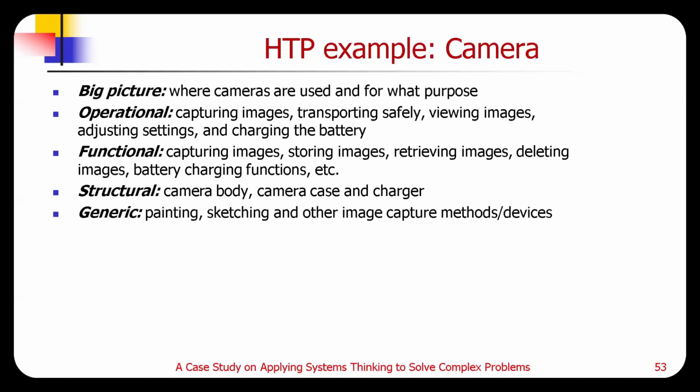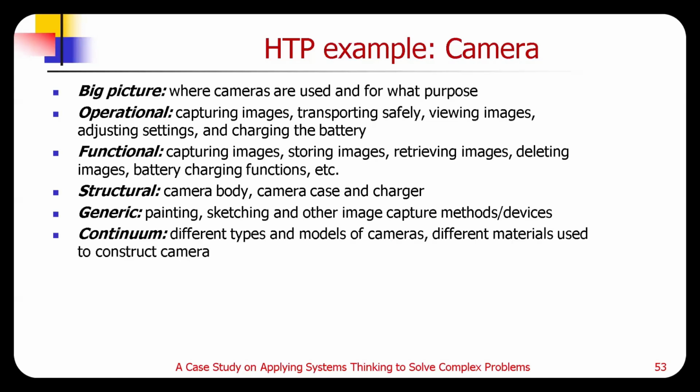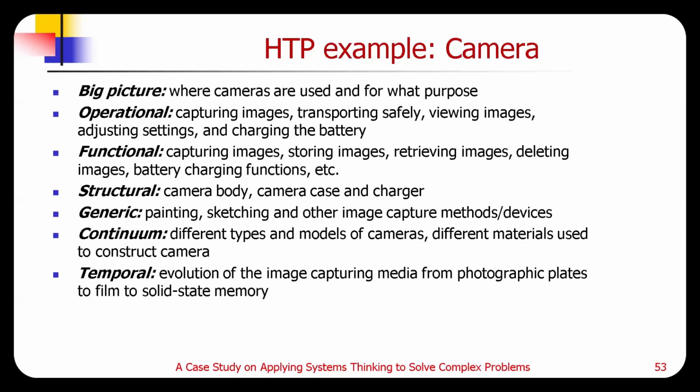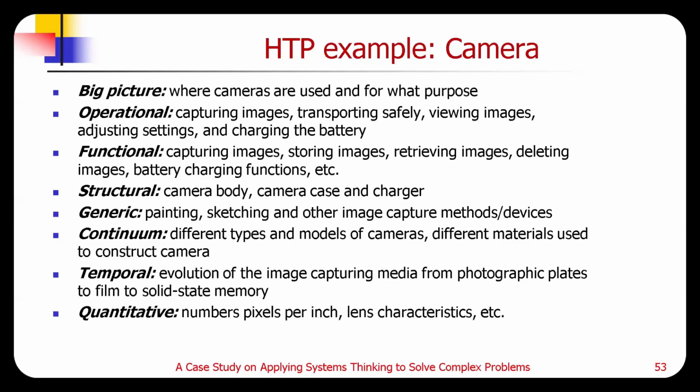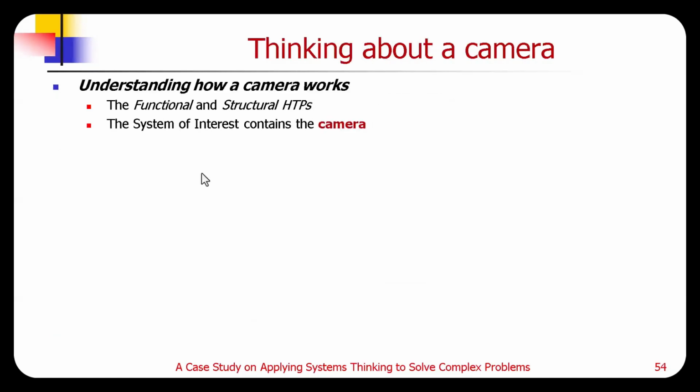Generic, similar ways of capturing images, paintings, sketchings, and so on. Continuum, these are different types of models of cameras, different materials used to construct the camera, and so on. Temporal discusses the evolution of the image capturing media, starting with photographic plates to film to solid state memory. If you want, you could even start as far back as prehistoric times when images were captured on the wall of caves by paintings. The quantitative gives you the number of pixels per inch, the lens characteristics, and so on, and the scientific, well, that depends on the problem or the issue.